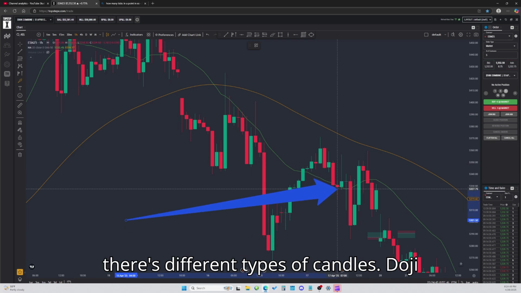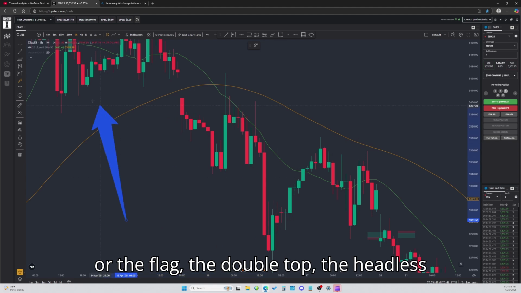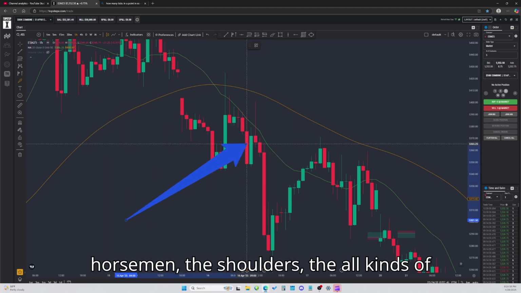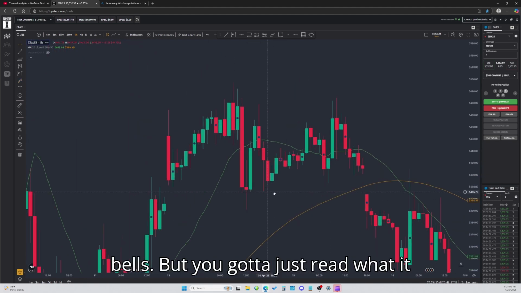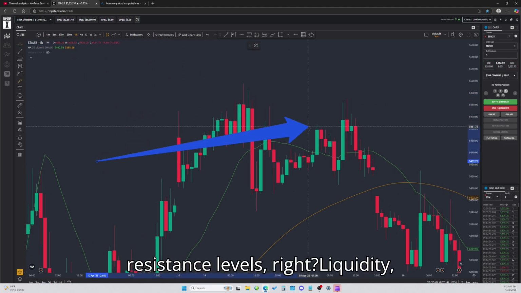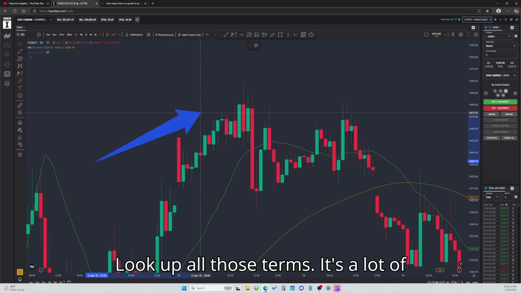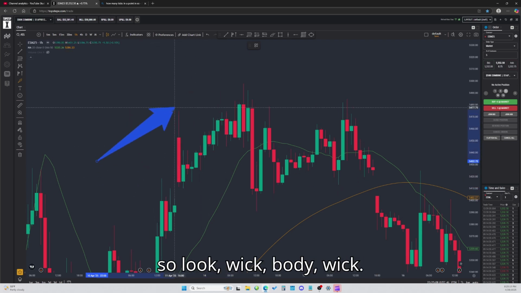So there's different types of candles, doji candles, candle patterns. Oh, the flag, the double top, the headless horseman, the shoulders, all kinds of stuff. But you got to just read what it does when it reaches support and resistance levels, right? Liquidity, support and resistance, fair value gaps. Look up all those terms. It's a lot of stuff, but I'll go over some stuff. Okay, so look, wick, body, wick.